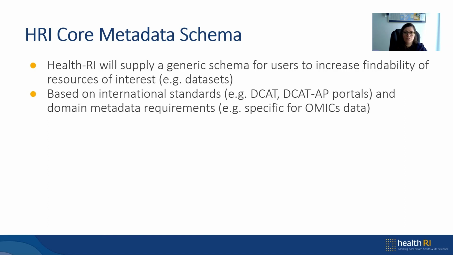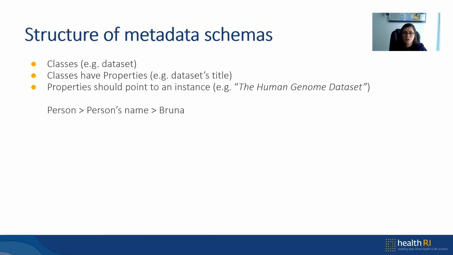So how do you read metadata schemas? A metadata schema has a few elements, but you will always find classes. Let's say dataset is a class in a metadata schema, and these classes have properties. For example, a dataset has a title, and these properties should point to an instance. For example, the title of this dataset is the human genome dataset. As if you take a person is a class, a person's name is a property of that person, and in my case, the value or the instance would be Bruna.